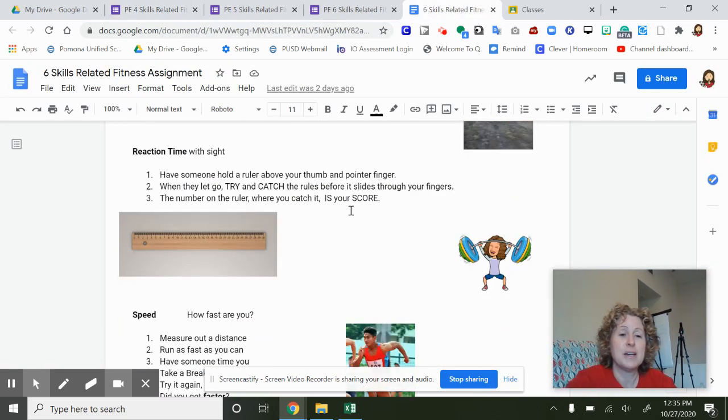Oh, reaction time is not the last one. Reaction time, and this is when you do it with the ruler. If you don't have a ruler, you can use a piece of paper. Try to catch it between your fingers and use both hands, right hand and then left hand. See which one is better. And then the last one is the speed.